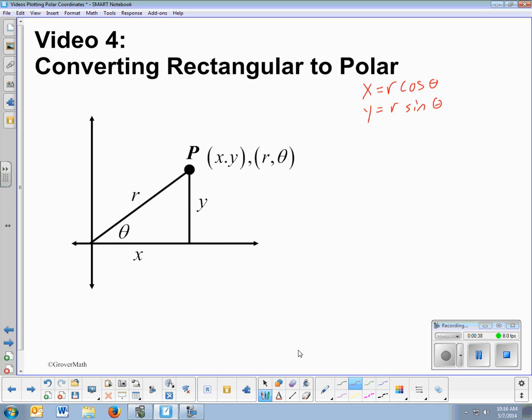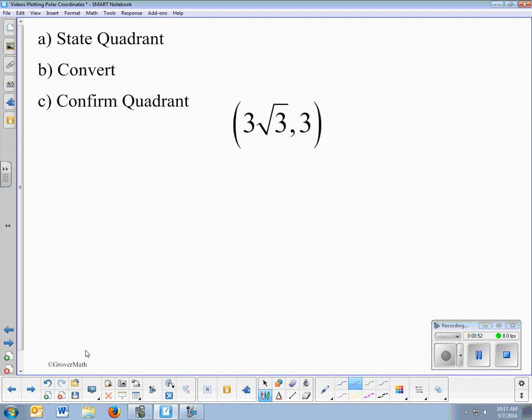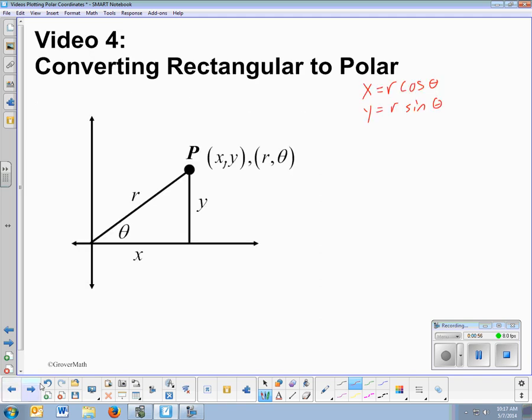And so those are the two formulas we used to convert polar to rectangular. So now we're going the other way. What happens if we have x and y, but we want it written in r and theta form? Let's say we have x and y, and in our first example we have something like 3 rad 3 comma 3. That's going to be your x and y. So you have x and y. How could you get r?